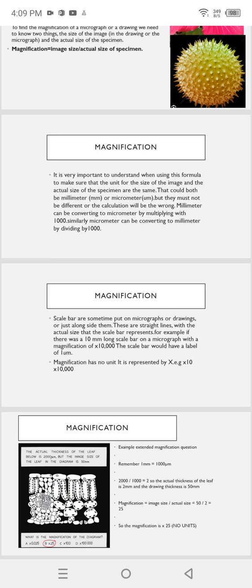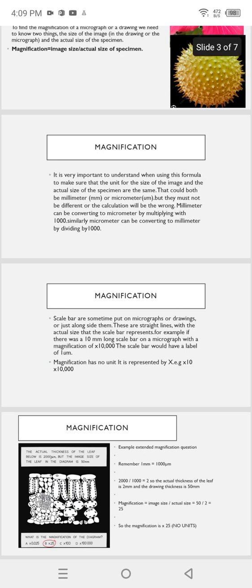For example, if there was a 10 mm long scale bar on a micrograph with a magnification of 10,000, the scale bar would have a label of 1 micrometer. Magnification has no unit. It is represented by the sign x or times, for example, x100, x10,000.